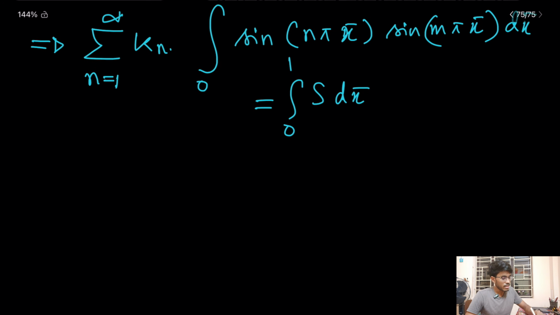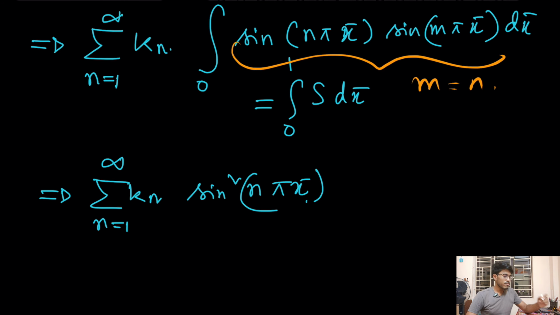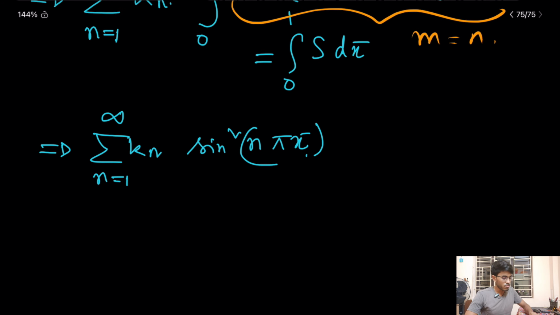So I can directly write this as my summation kn sine square n pi x bar, because I am writing here m equal to n. If m is not equal to n, those terms in this summation will not exist. This summation will have many terms, but those terms which have m not equal to n will not exist. Only those terms will exist for which m is equal to n.